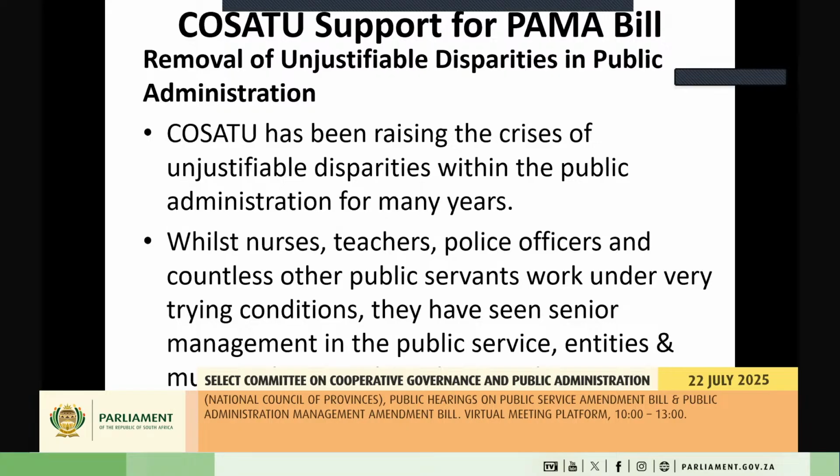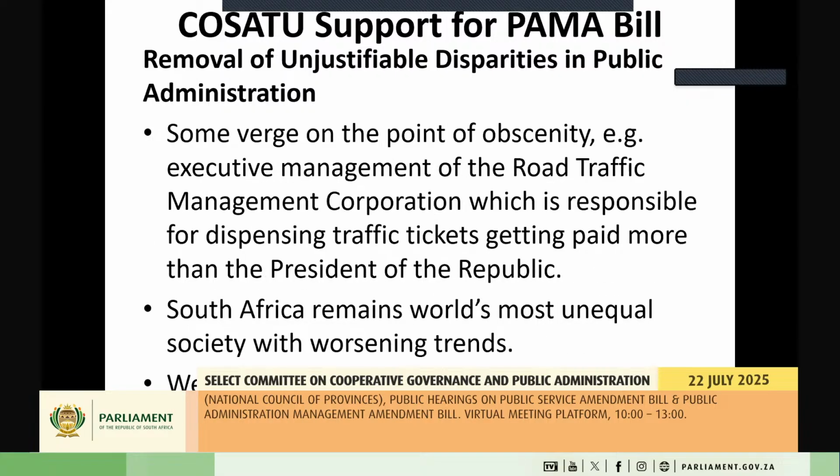We have nurses and teachers, police officers, other public servants who work under extremely difficult conditions, often for very low pay. But we've seen at times senior management in the public service, the entities especially, local government to a lesser extent, getting paid quite exorbitant salaries. And so we think these provisions are useful. To give you one example, Chair, you have the executive management of some of the entities, like the Road Traffic Management Corporation, and many others, which are not really that complex or that strategic. But the management there would get paid more than the president of the entire nation, more than a minister, let alone a DG to whom they are meant to account.